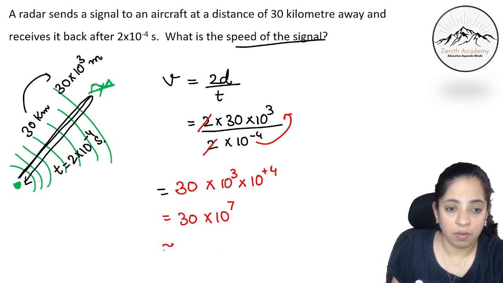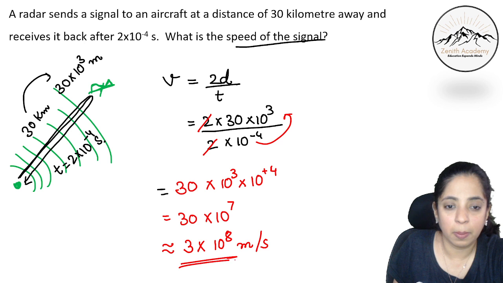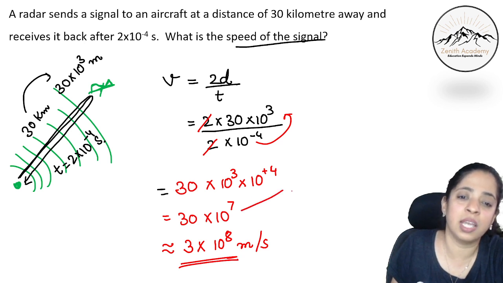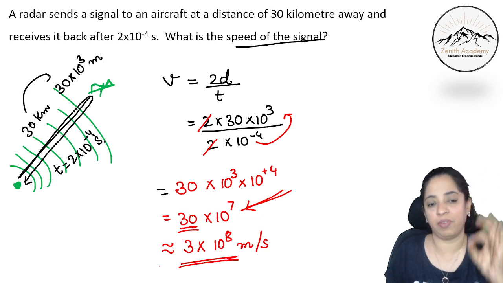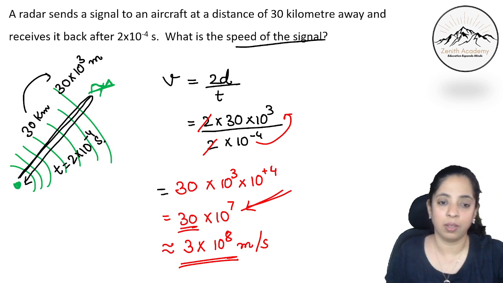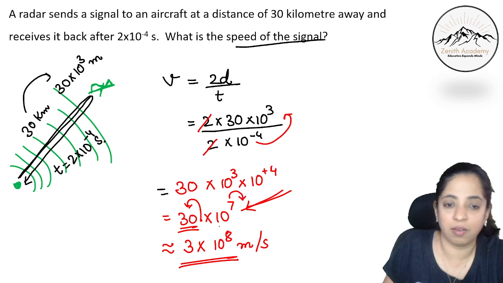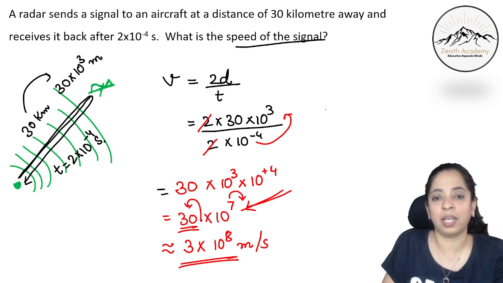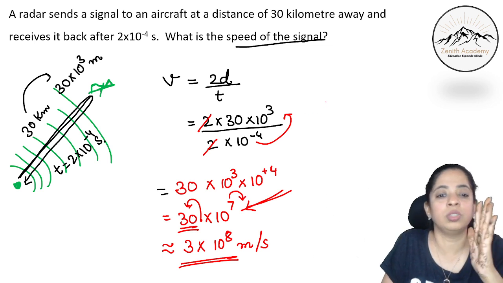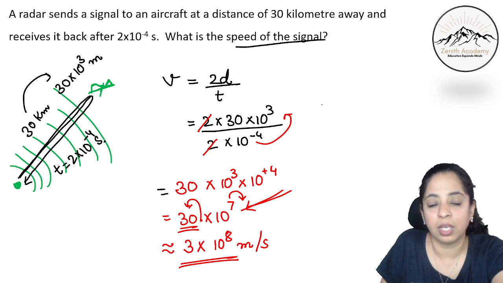Or in physics we know that after 1 digit we have to write the decimal. So 3 into 10 raised to power 8 meter per second. Never leave the answer like this in physics, in 2 digits. It has to be one significant figure, 3 point something. So if decimal is here and you bring the decimal here, you take this number on the other side, on the right hand side, right? So 30 becomes 3, and 7 becomes 8. I hope you know this rule very well.